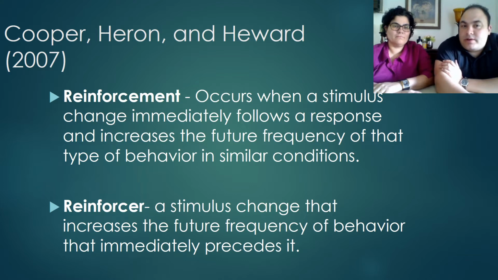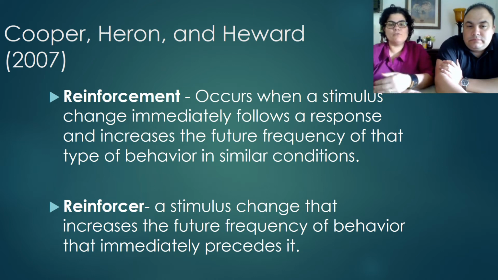So let's start with the Cooper, Heron, and Heward definition. Here, reinforcement is a procedure. So reinforcement occurs when a stimulus change immediately follows a response and increases the future frequency of that type of behavior in similar conditions. Now, a reinforcer is a stimulus change that increases the future frequency of behavior that immediately precedes it. And while this is the definition of reinforcement that most people have access to, that's what you need to remember for your exam.